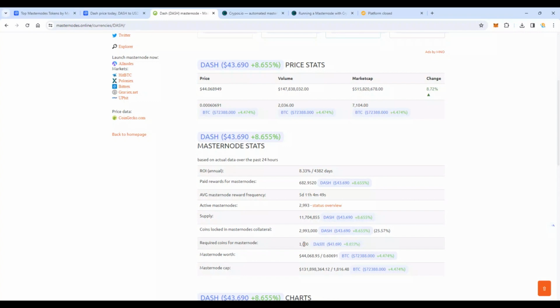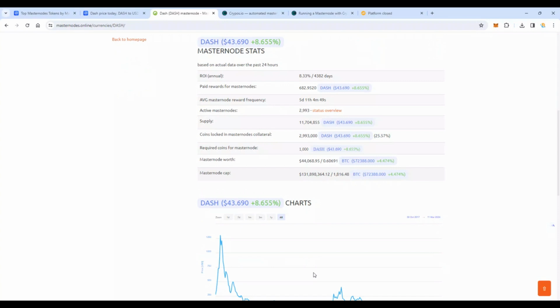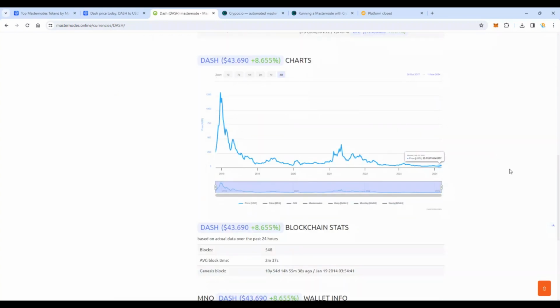Required coins for a Masternode. To run this Masternode, you need to have 1,000 Dash coins. Yeah, 1,000 Dash coins. And if you multiply 1,000 Dash coins by the price of one Dash coin at $44.06, then you're getting a minimum worth of $44,000, or 0.6 bitcoins. Okay, and you can see the Masternode cap is currently at 131 million. And of course, you can see the chart here.